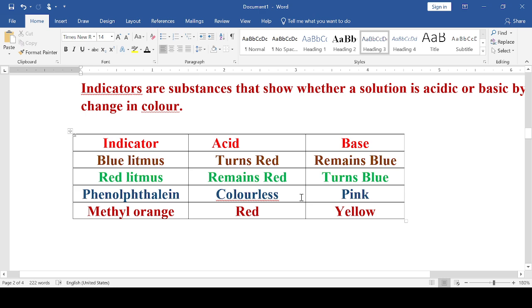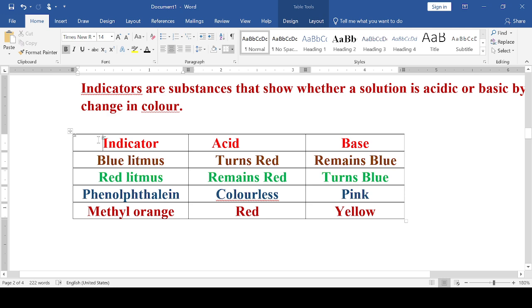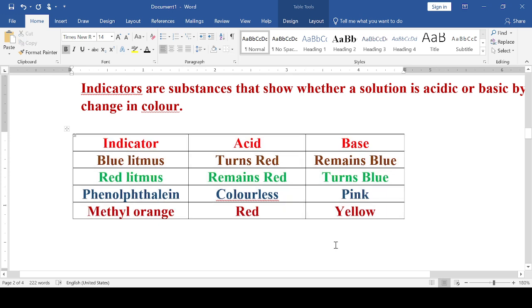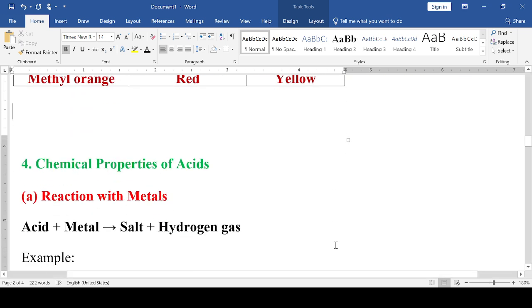Phenolphthalein will be colorless in an acid. In a base, it will change into pink. Methyl orange in an acid will change into red, and in a base, it changes to yellow. So these are the changes by which we can easily check whether a substance is an acid or a base with the help of indicators.